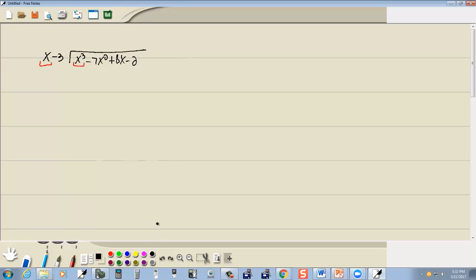Now we look at the first term of each side, what goes up on top. So you ask yourself what times x gives you x to the third, and that'd be x squared. Now whatever you put up on top, you're going to multiply by what's out in front. So I'm going to take x squared times x minus 3. X squared times x is x to the third. X squared times negative 3 is negative 3x squared.